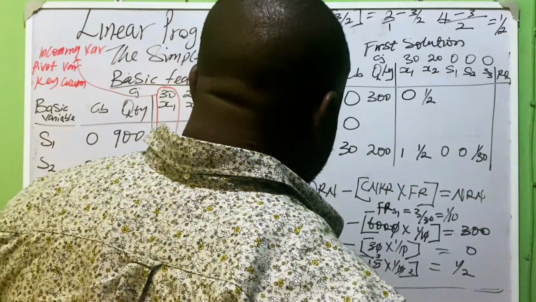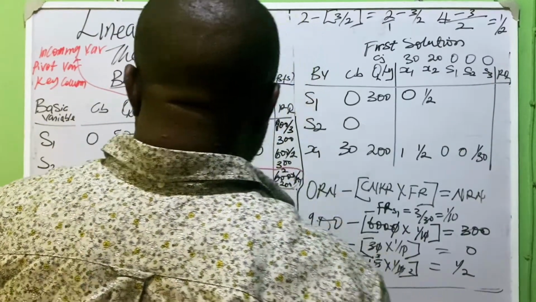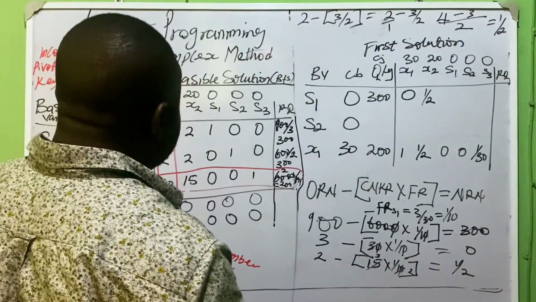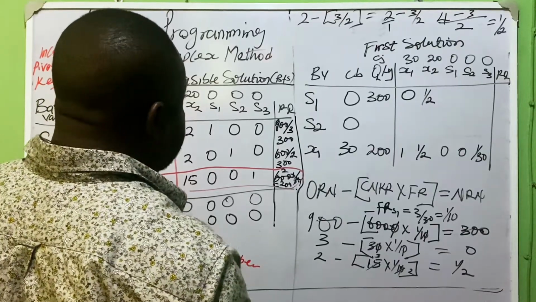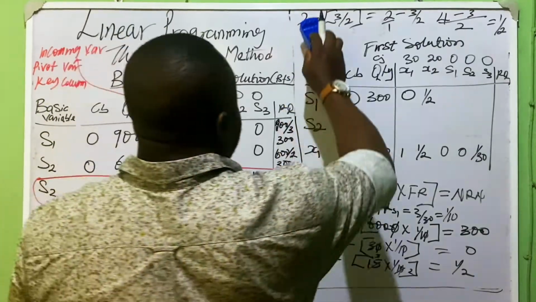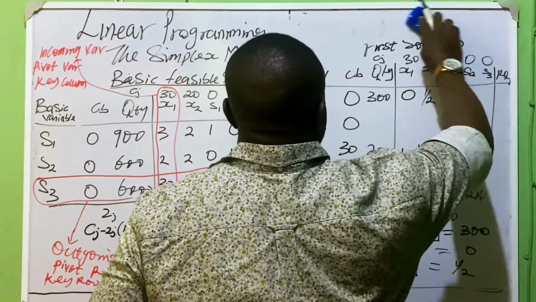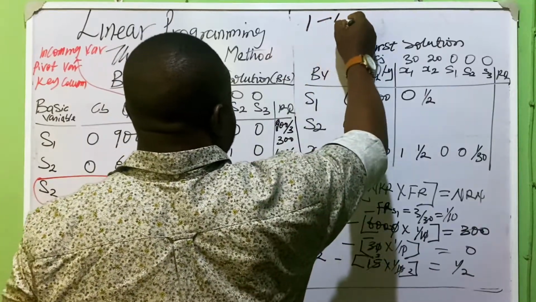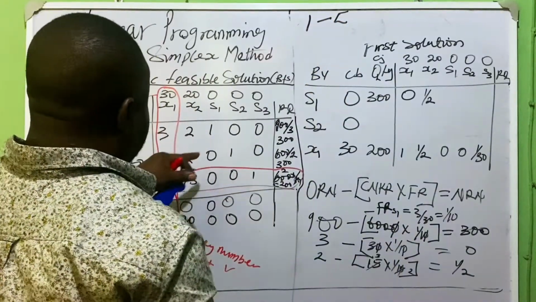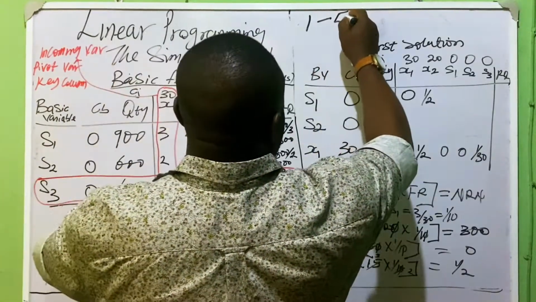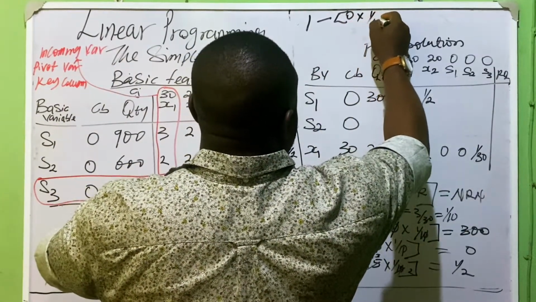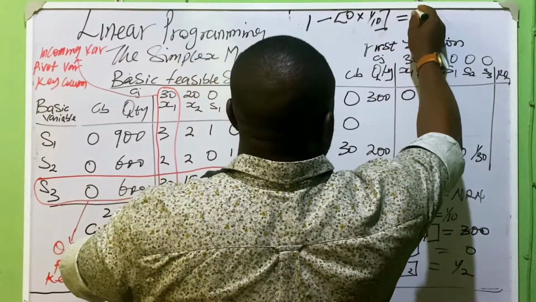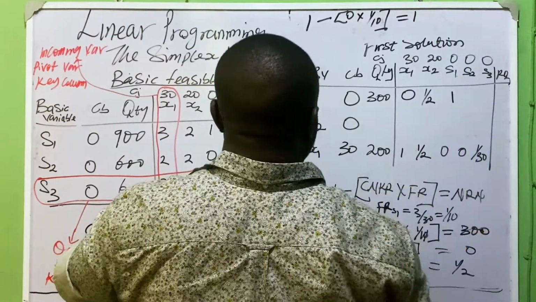The next will be to transform 1. The transformation of 1 will be 1 minus the corresponding value to 1, which is 0, multiplied by 1 over 10. The product is 0, so 1 minus this gives us 1. So 1 should come back here.